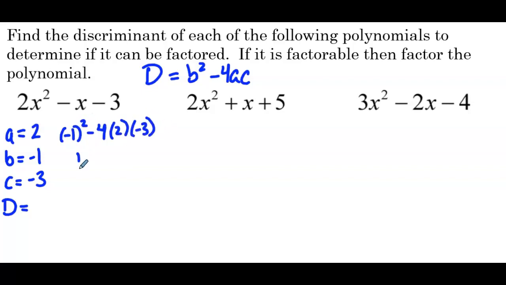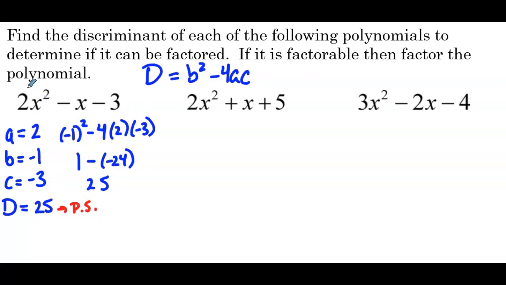So negative 1 squared is positive 1, minus 4 times 2 is 8, times negative 3 is negative 24. So that's going to be 25. So that is a perfect square. Perfect square, PS, we'll abbreviate it. So that means I can factor 2x squared minus x minus 3.